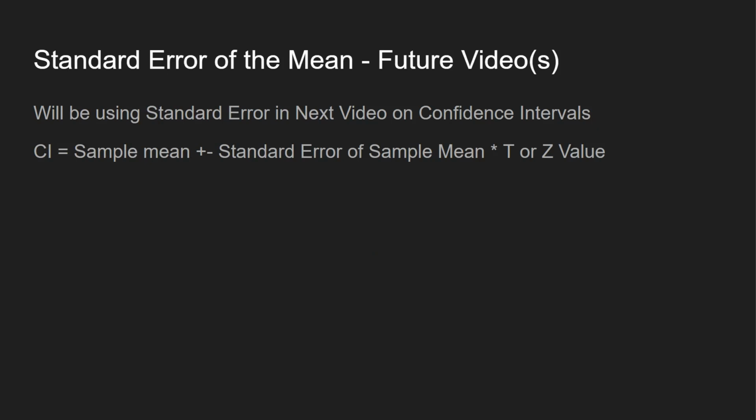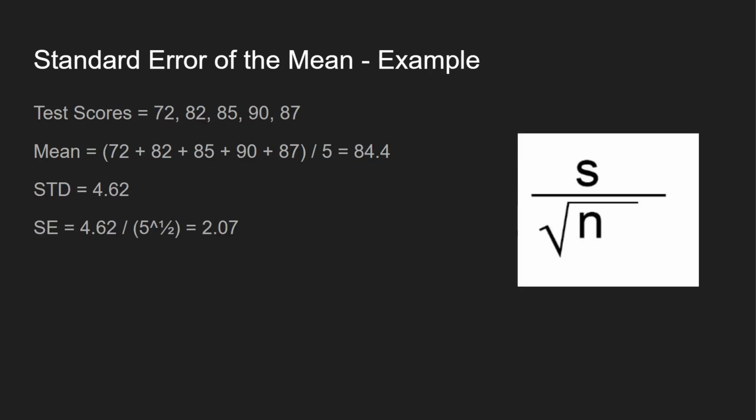Well, we're going to be using it in the next video in the series, which covers confidence intervals. So your confidence interval is going to be your sample mean plus or minus the standard error of the sample mean times the t or z value. We'll cover those also.